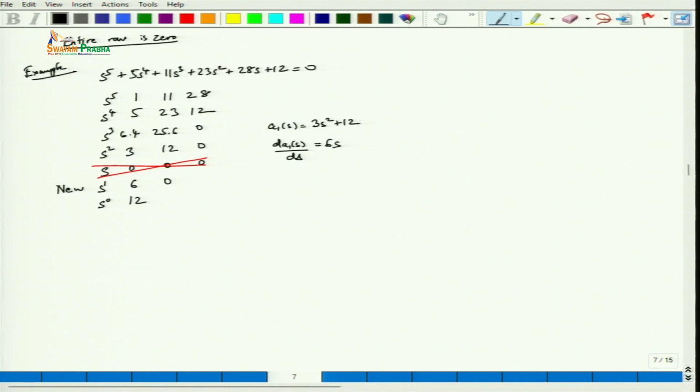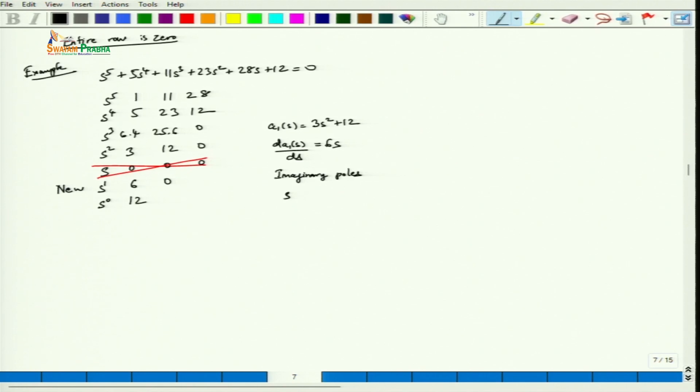In this manner. Now basically the implications of the entire row being 0 means there are poles on the imaginary axis. These poles on the imaginary axis can be basically the roots of this A1.